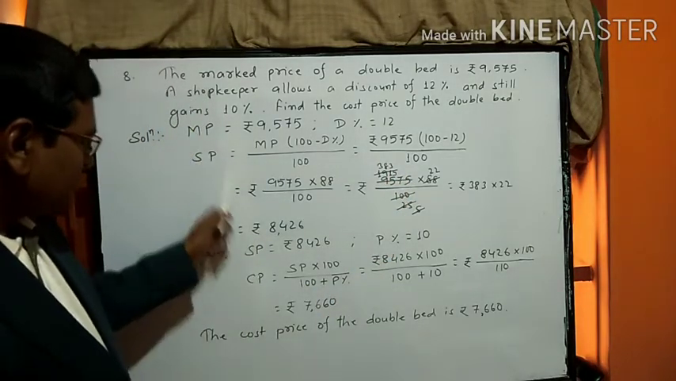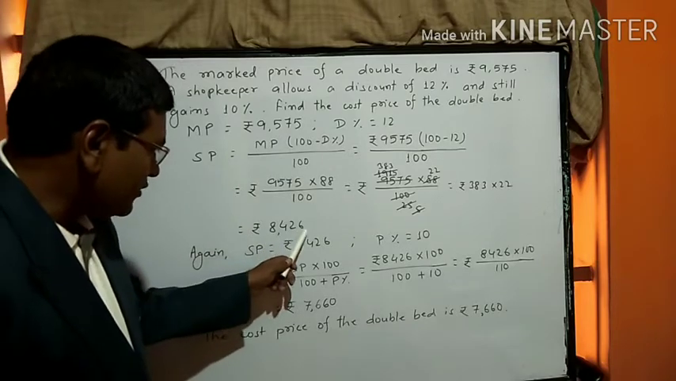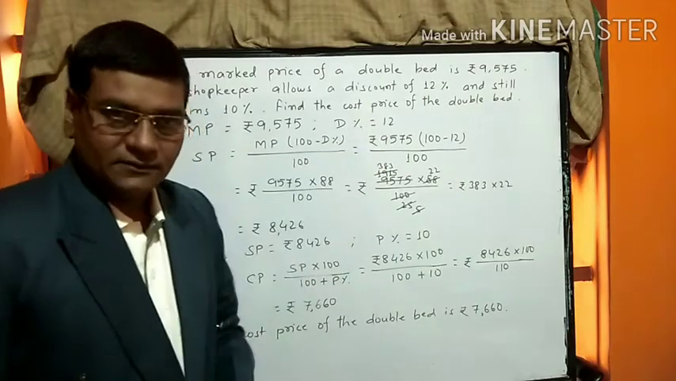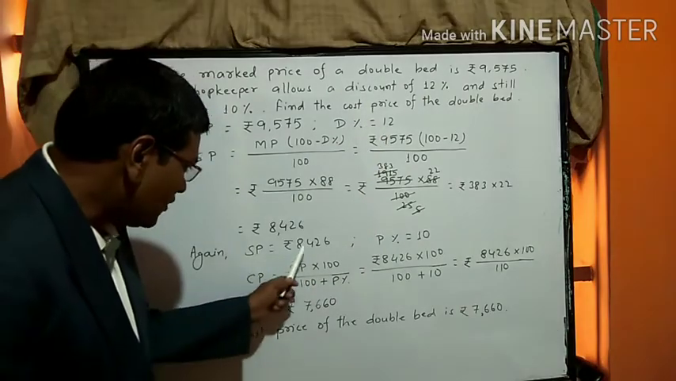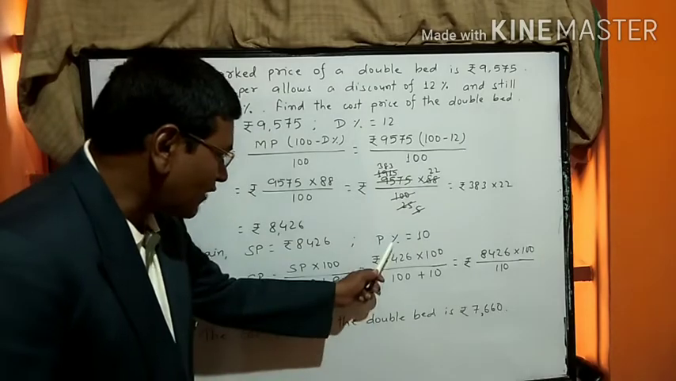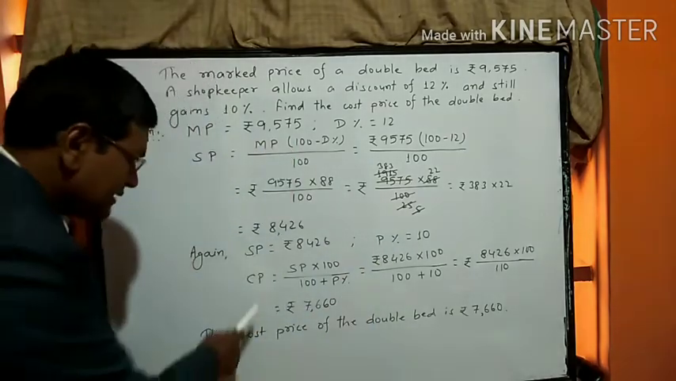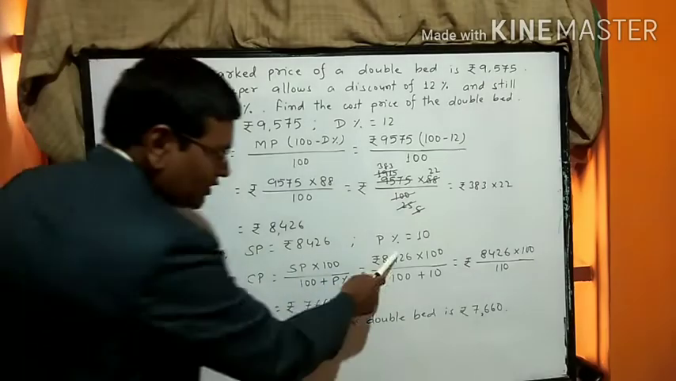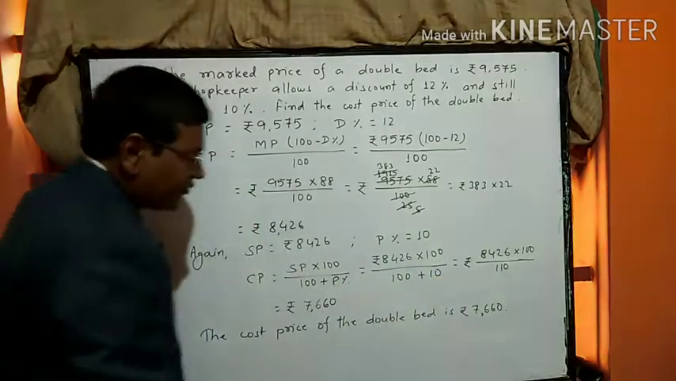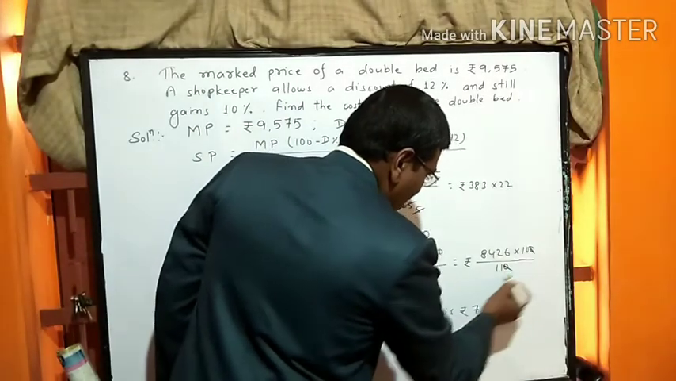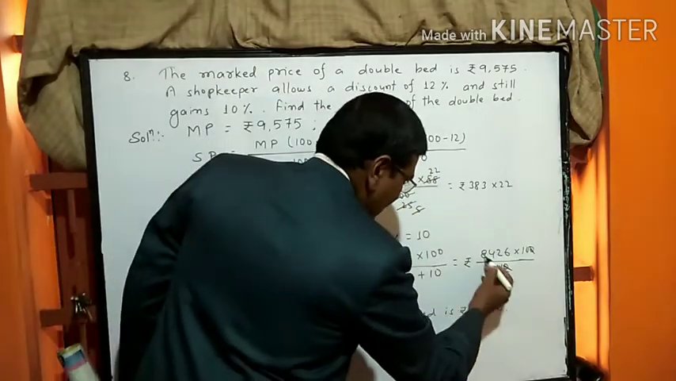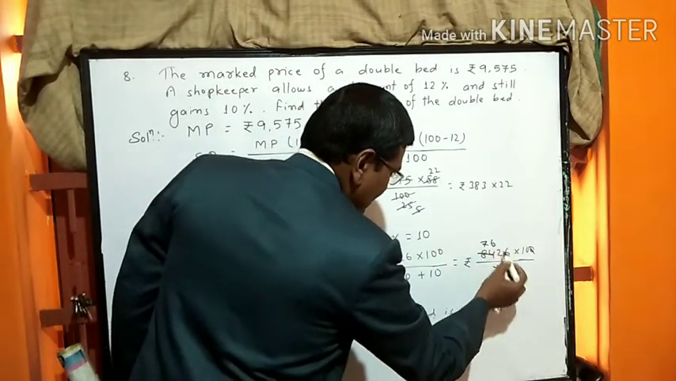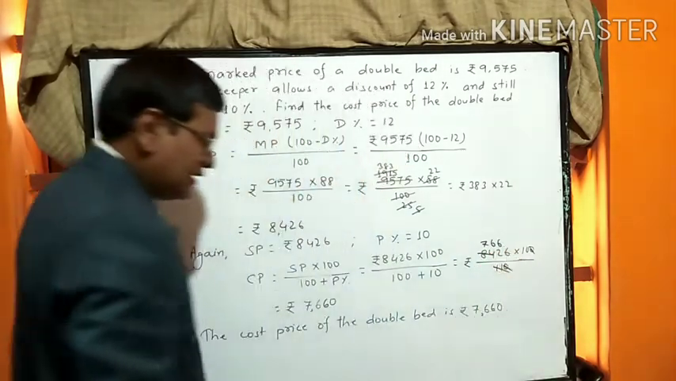Now you got here SP is equal to rupees 8,426. You have to find cost price. So SP equal 8,426. Profit percent is here 10. CP equal SP into 100 by 100 plus profit percent. Put the values and solve it. After solving, you will get here 11 7 ja 77, 11 6 ja 66, and again 11 6 ja 66.